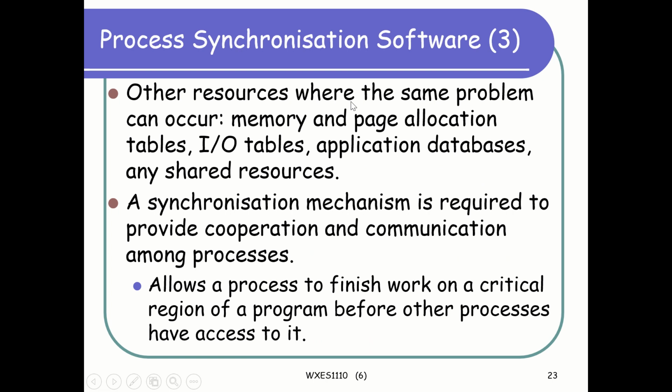So there are other resources where the same problem can occur: memory and page allocation tables, input output tables, application databases, and any shared resources. When you say it's shared, it's global, where any process can access. So this is a potential place where a synchronization problem can happen. A synchronization mechanism is required to provide cooperation and communication among processes. It allows a process to finish work on a critical region of a program before the other processes have access to it.